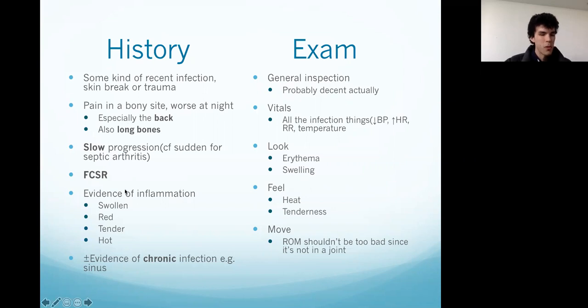Still fevers, chills, sweats, rigors. They can still have local inflammation. You can ask them and you can examine for it. And they might have a sinus, but probably not. So on general inspection, they're going to look much better than someone who has septic arthritis, but they might still have those septic vitals. Locally, it'll look inflamed and feel inflamed, and they can probably move okay because the infection is not in a joint, so they don't rely on the bit that's infected for articulation and movement.